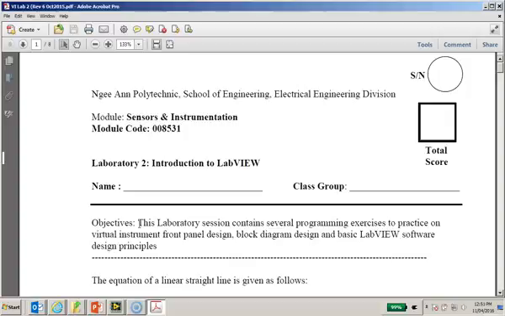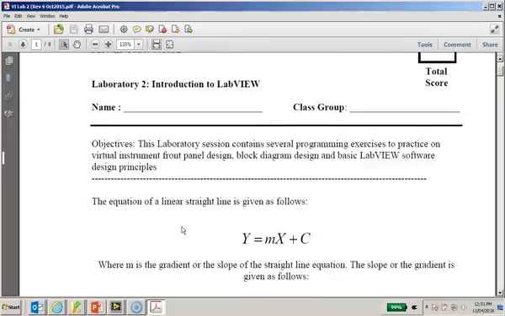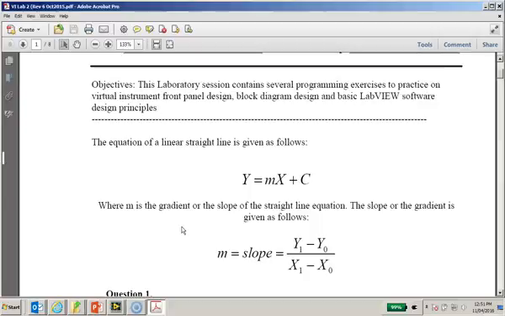Firstly, on some programming exercises, getting familiar with virtual instruments, front panel, block diagram design, and the basic LabView software design principle. But in order to better understand the programming platform, it is intended to use a mathematical equation to assist you for your learning. So in this lab, the equation of a linear straight line will be determined as shown on the screen here.